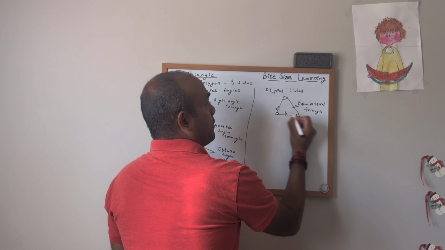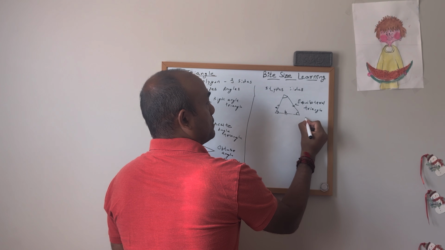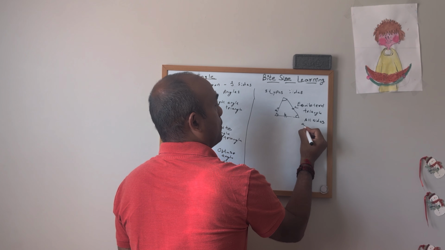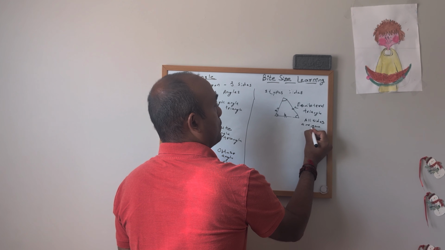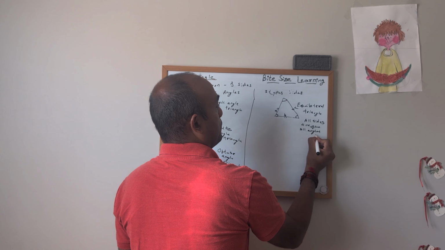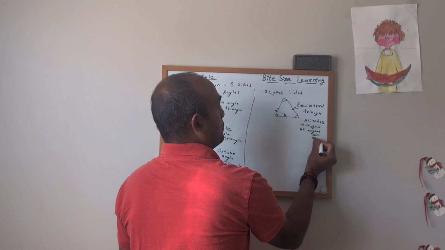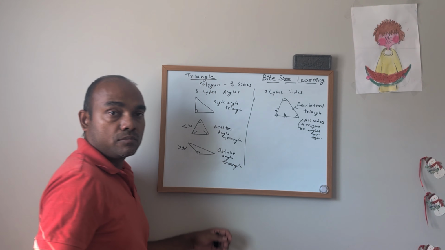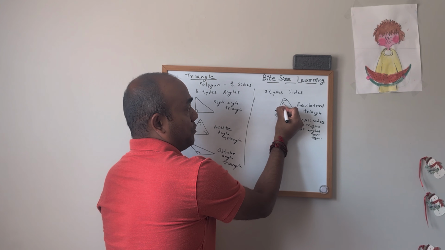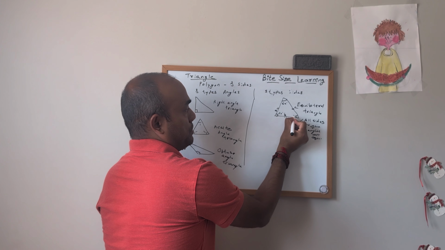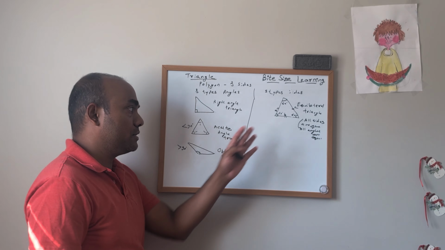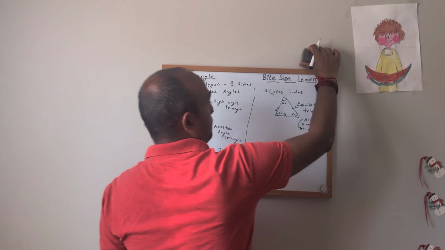So in an equilateral triangle, all sides are equal and all angles are equal. And in this triangle, one more feature is that all angles are 60 degrees. So all angles are equal to 60 degrees. So this is an equilateral triangle.